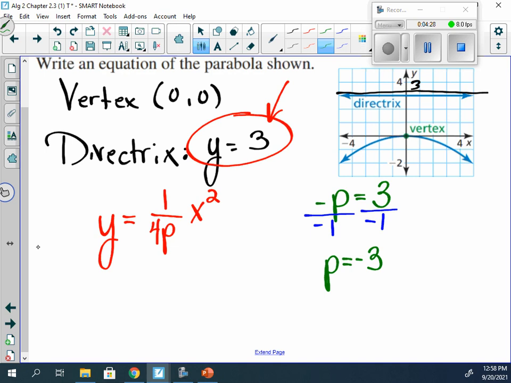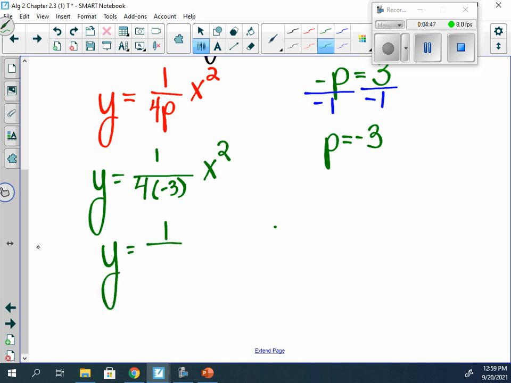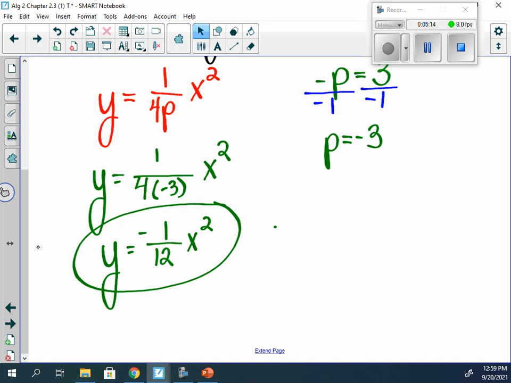Now to finish finding the equation, all we have to do is plug it back in. So what we would have is y equals 1 over 4 times negative 3 times x squared. Well, 4 times negative 3 is negative 12. So y is equal to negative 1/12 x squared. And that's it. We have the equation. Any other questions on this here? We're ready for the next one.